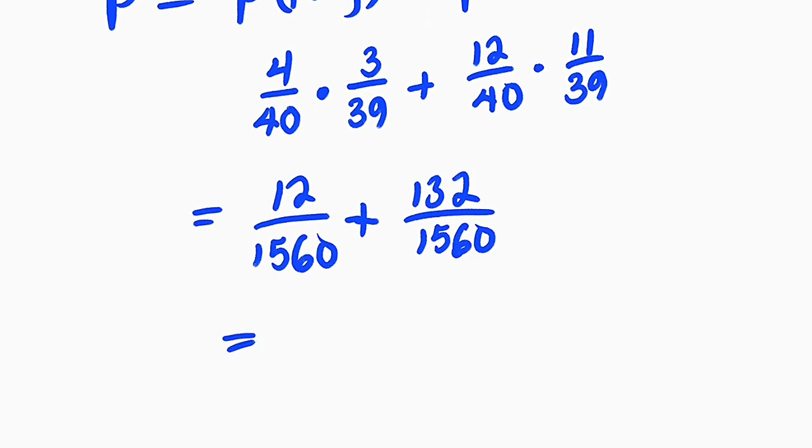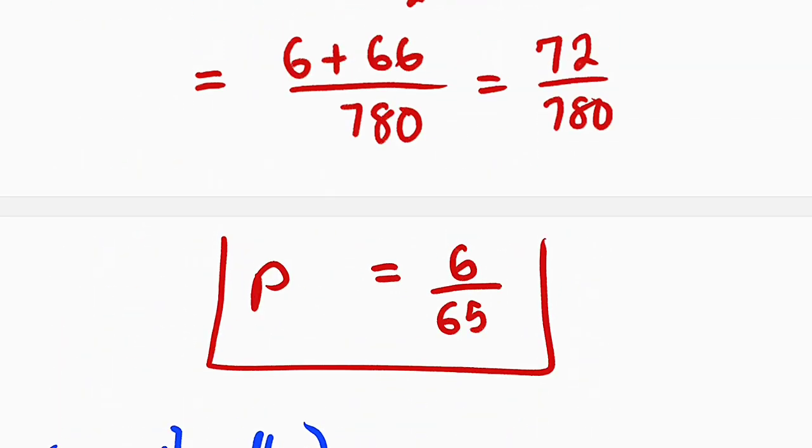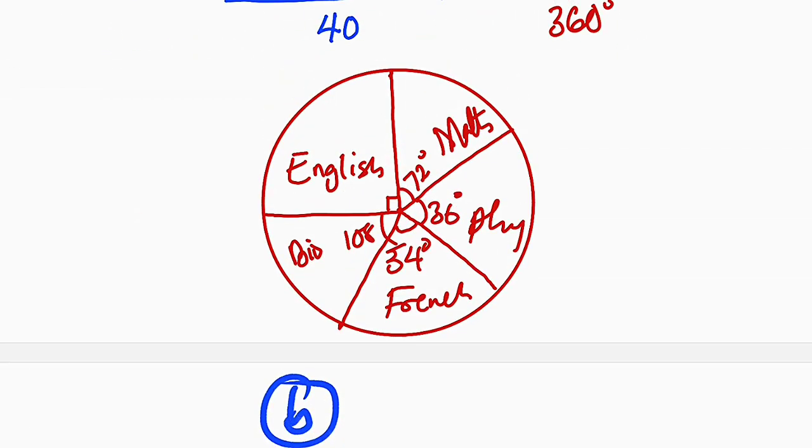We are going to add the numerators because we have common denominators. This will give us 144 divided by 1,560. And reducing this to the lowest term will give us 6 divided by 65. And this is said to be the probability. So this is all about question number 5. Now let us move on to question number 6.